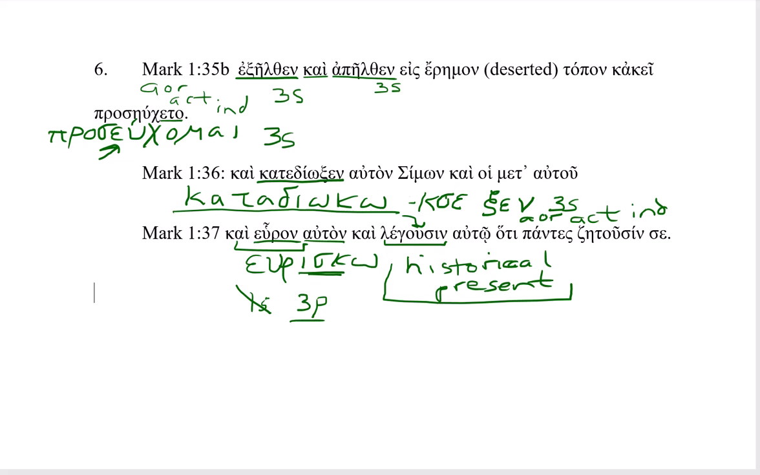And so they said, auto, to him, an indirect object here. Hoti here, we could say it's kind of like quotation marks. So hoti here is kind of like putting quotation marks in, and then what follows is what they said. And they said to him that pantes zetousin.